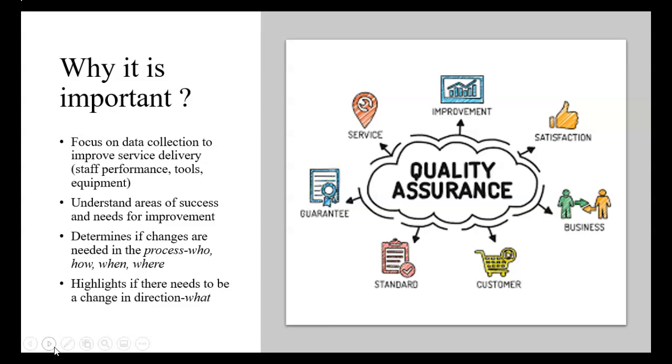And those changes can occur in the who, the person, whether there's more staff members needed to do a job, or maybe if that staff member needs more training to do that job effectively. So those types of changes in the who may be required based on your evaluation. How? Maybe the intervention tool is not working.